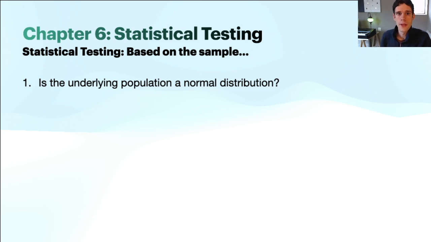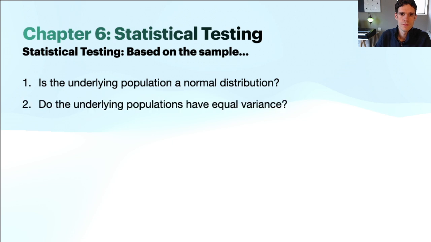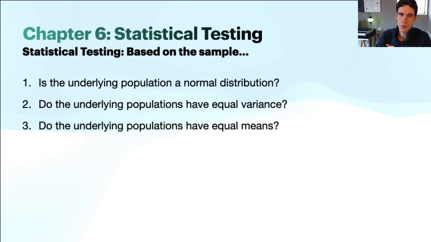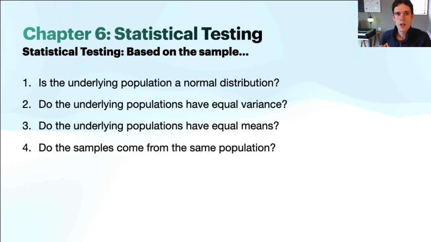For instance, based on the sample dataset that you are given, is the underlying population a normal distribution? Or, based on the two samples that you're given, do these samples come from populations that have equal variances? Or yet another question, based on the two samples that you have, do the underlying populations have equal means? Which is of course the scenario that we looked into in much detail in the previous lessons. Or even better, do these samples come from the exact same population?